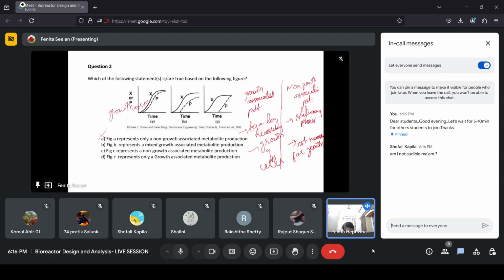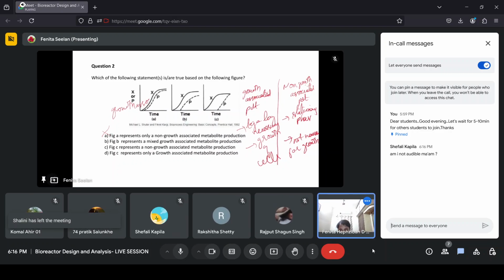So what does the second graph, B, represent? It represents that the product is getting produced here in the growth phase and also here in the stationary phase. So this means it is exhibiting a mixed growth pattern. And what does figure C mean? In figure C, you can see it starts its production during the stationary phase. So what are the options you feel?